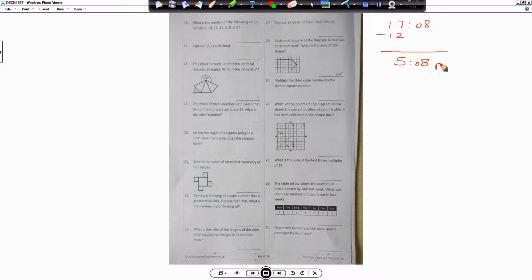5:08. What time then? Remember, 12-hour format has an AM and a PM on it. So it should be 5:08 PM. You must put the PM in there. PM.